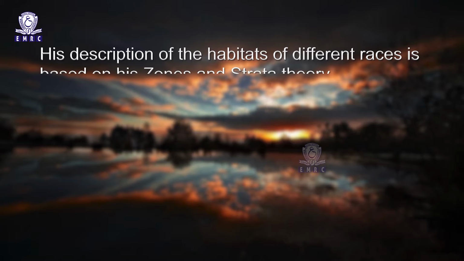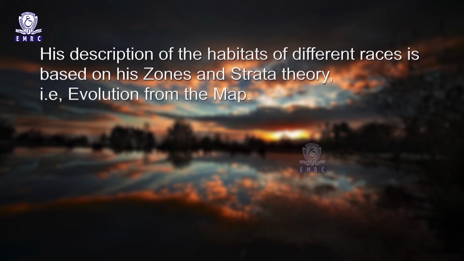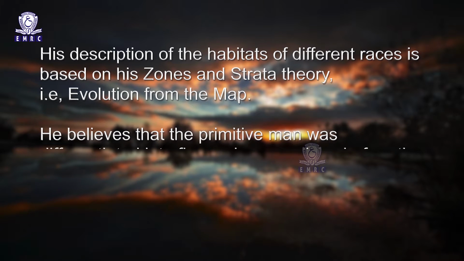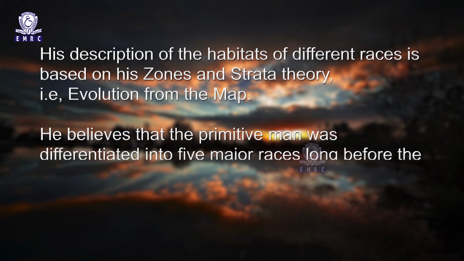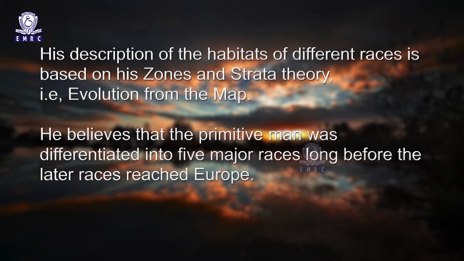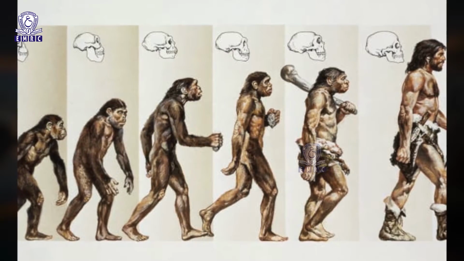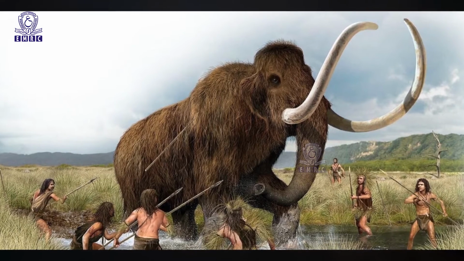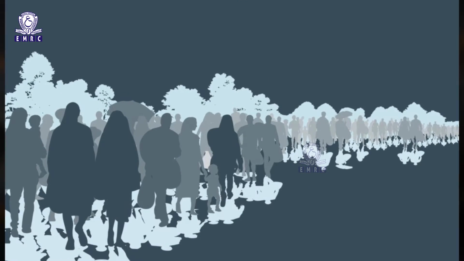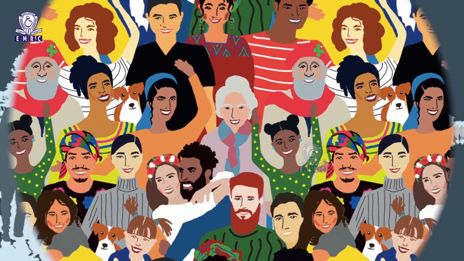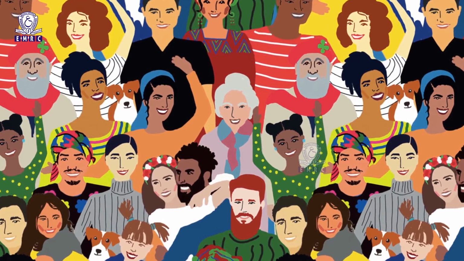His description of the habitats of different races is based on his zones and strata theory, that is, evolution from the map. He believes that the primitive man was differentiated into 5 major races long before the later races reached Europe. According to him, the evolution of human races took place in Asia before the last ice age. Migrations caused differentiation in both racial features and cultural artifacts.